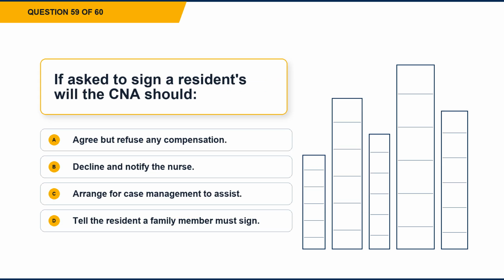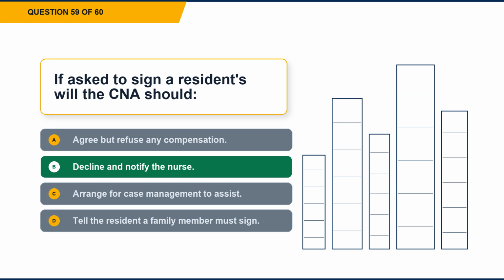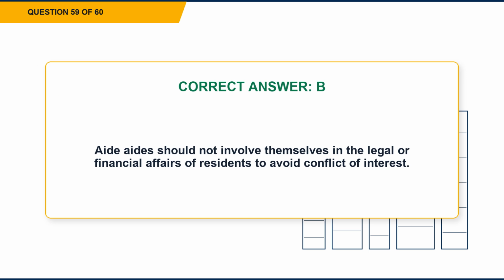Question 59. If asked to sign a resident's will, the CNA should: Option A, agree but refuse any compensation. Option B, decline and notify the nurse. Option C, arrange for case management to assist. Option D, tell the resident a family member must sign. The correct answer is option B, decline and notify the nurse. Explanation: aides should not involve themselves in the legal or financial affairs of residents to avoid conflict of interest.